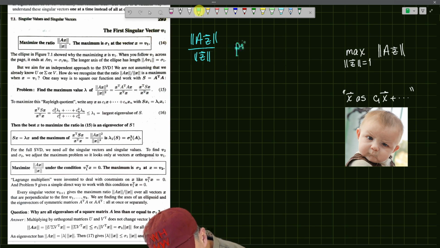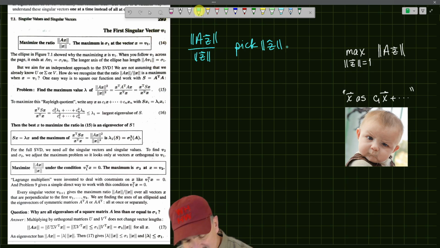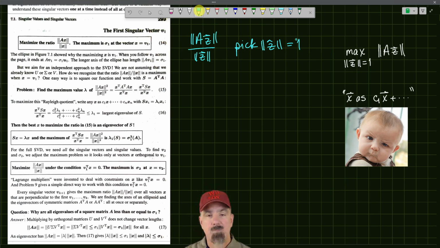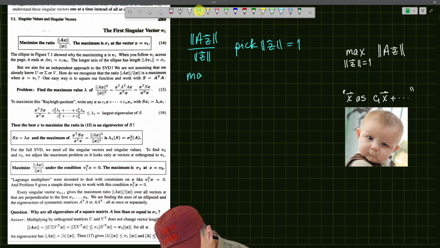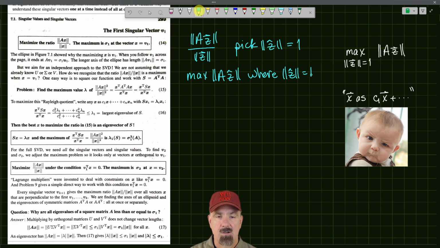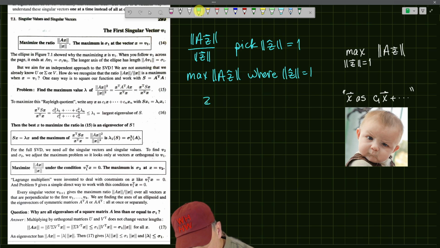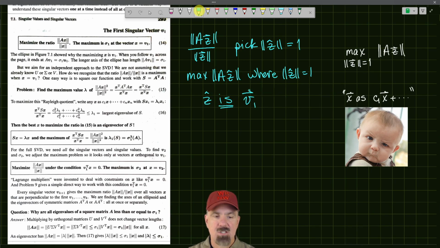However, what we're going to do is pick z's to be unit vectors. And if z is a unit vector, then it has a magnitude of 1. So what we're really trying to do is maximize this quantity where the magnitude of z is just 1. Z is a bunch of unit vectors. And once we find the z vector that actually maximizes this thing, then that z is v1. It is the first right singular vector.